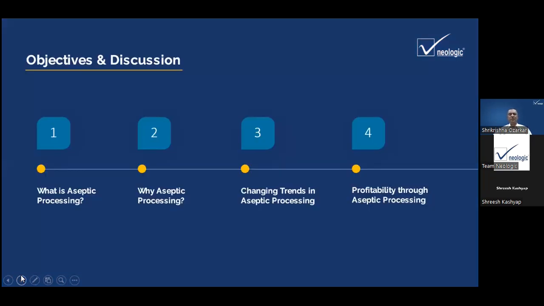So let us understand what we are going to cover in this webinar. First is, what is aseptic processing? We'll touch base upon that. Second point is, why aseptic? There have been conventional methods of processing, so why aseptic processing? That we will also touch base. Third is changing trends in aseptic processing. What are the current trends? What is happening latest in this area? And fourth, of course, a very important aspect for every entrepreneur, that is profitability through aseptic processing. So these are the typical topics we are going to cover.